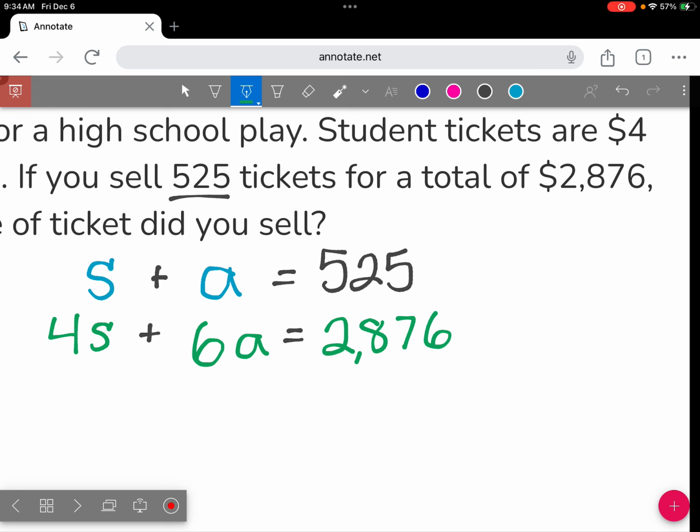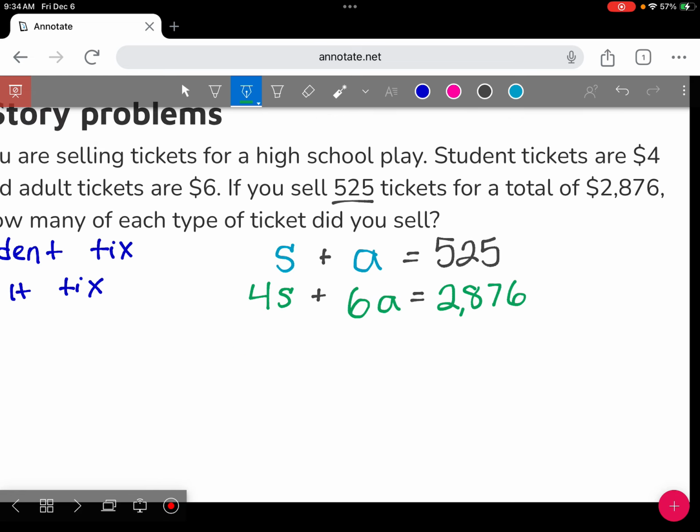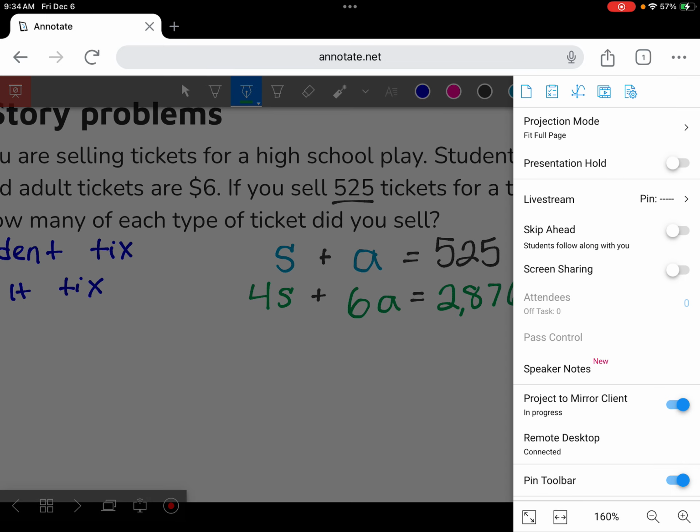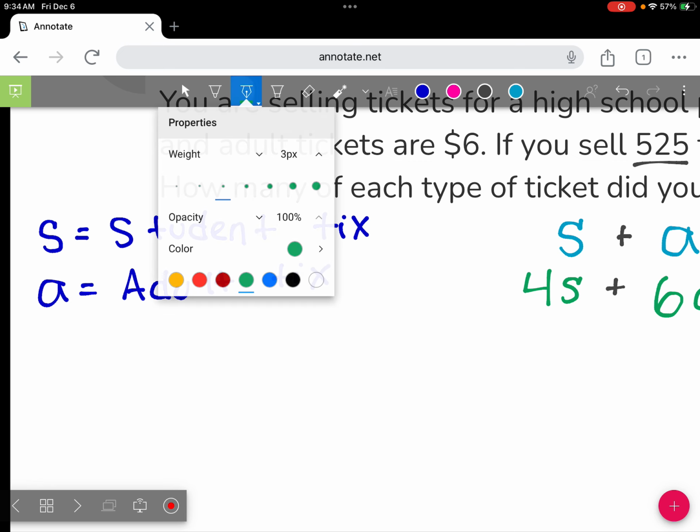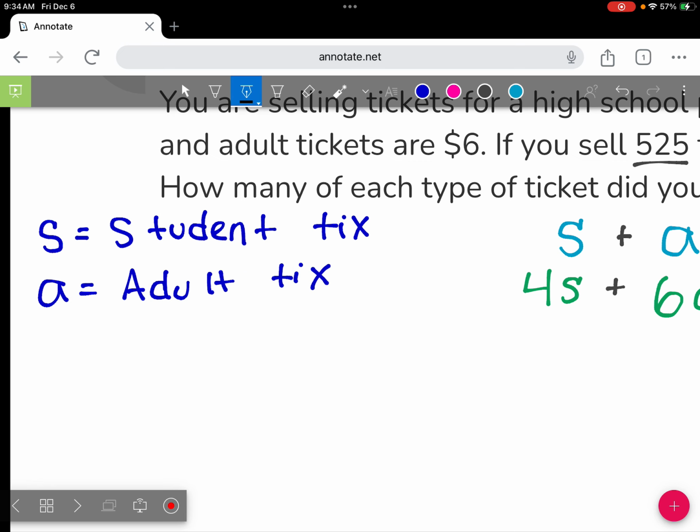Then we're going to solve this however we choose. You could do substitution. You could do elimination. Either way. So solve this. You can do this one. Give this a go. See what you got. I'll do it both ways. I'm gonna lock my screen.